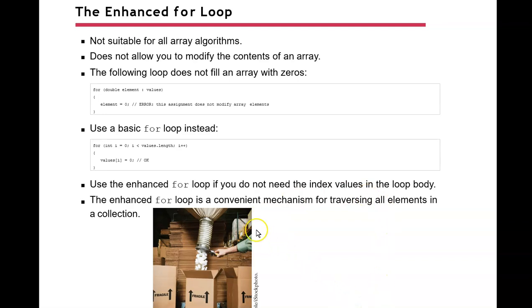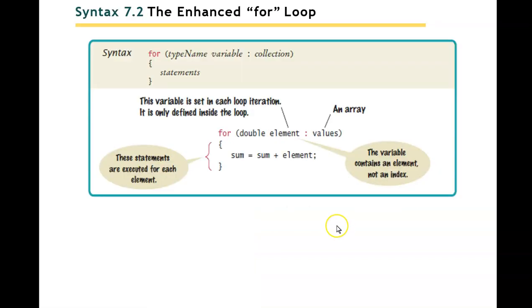If you do not need to index other values, you can use an enhanced for loop. It's a convenient mechanism for traversing all elements in a collection in a clean and easy manner. Here's the syntax. You say for each type name variable in a collection. This variable is set in each loop iteration. It's only defined inside the loop. So if you try using it outside the loop, it's going to blow up on you.